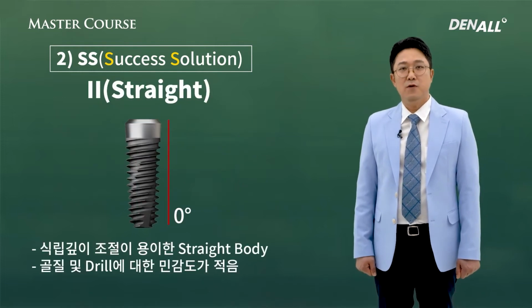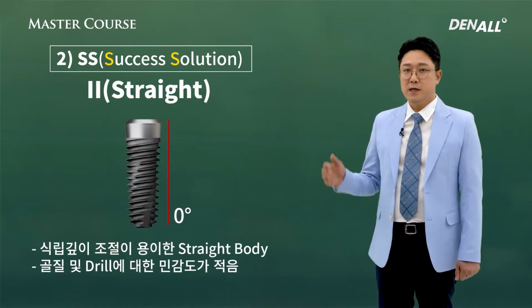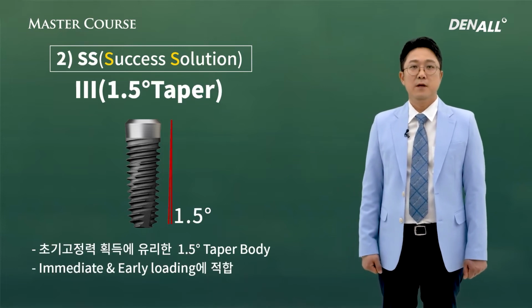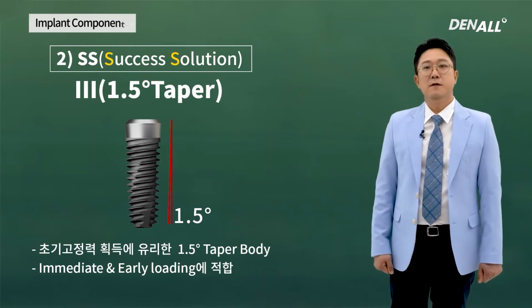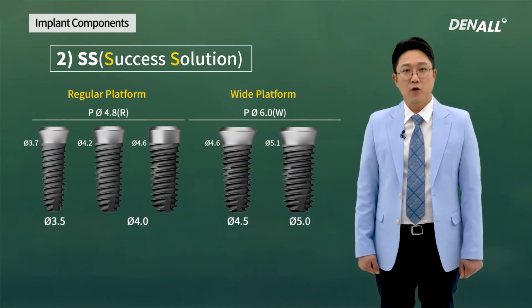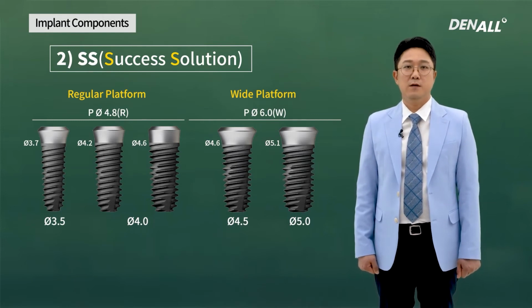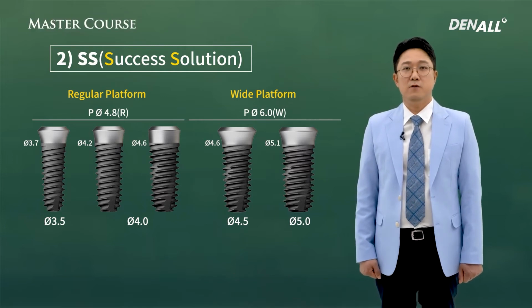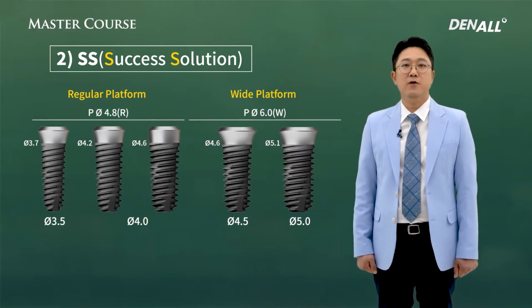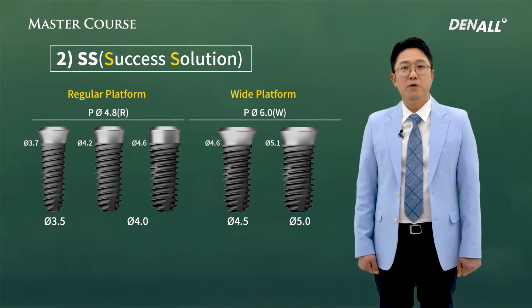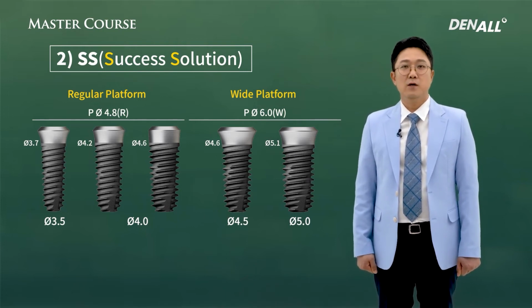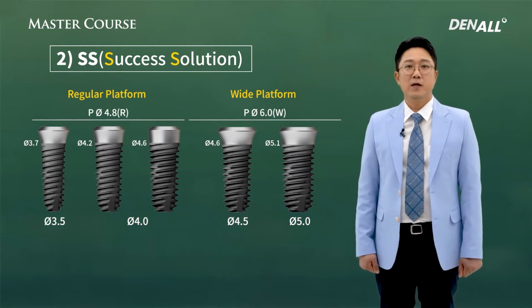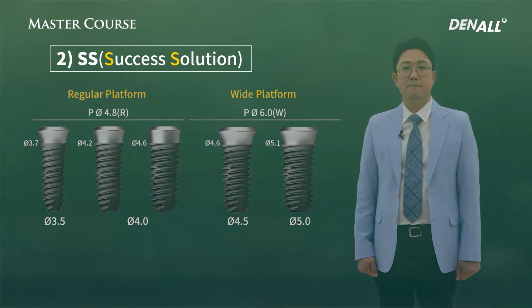The SS fixture body design. There's straight and 1.5-degree taper type. SS fixture has 4.8 regular and 6.0 wide type platform. Depending on the surgical site, for instance, in the posterior area where tooth size is huge, you can use a wide platform. When you order implant component for accurate communication, you need to order by product number. If you understand how the product number works, it's very useful.